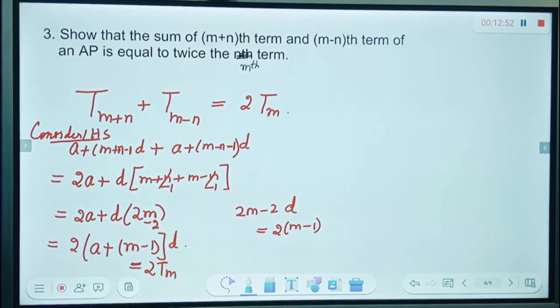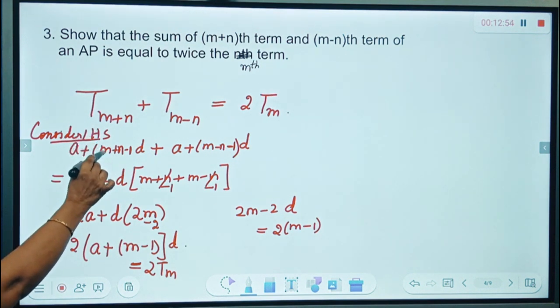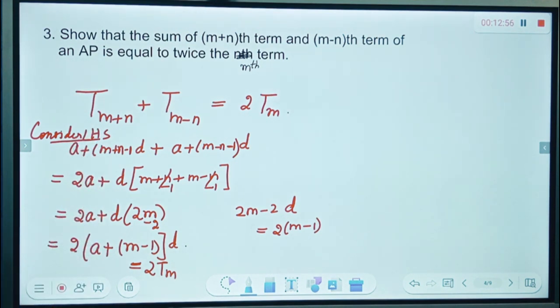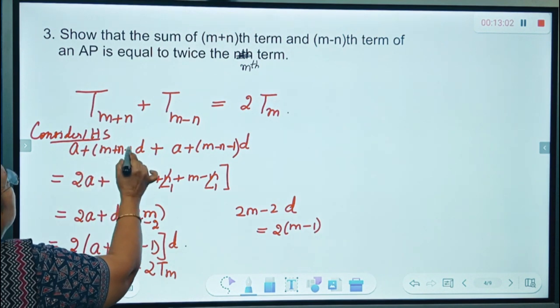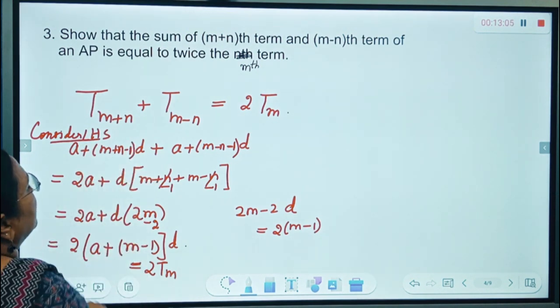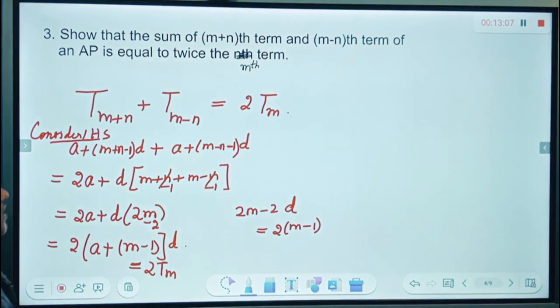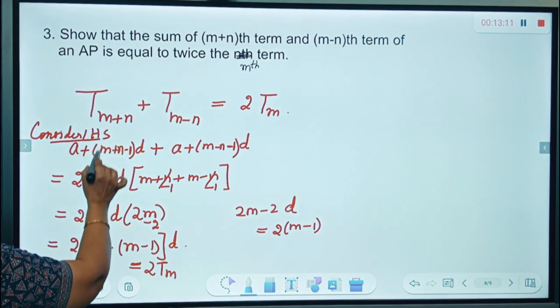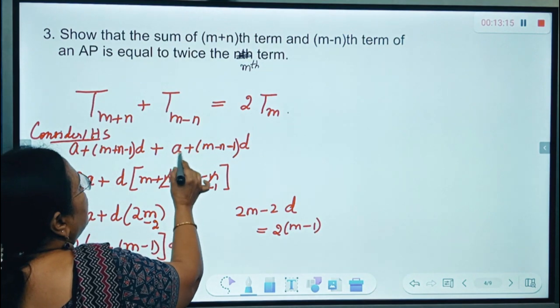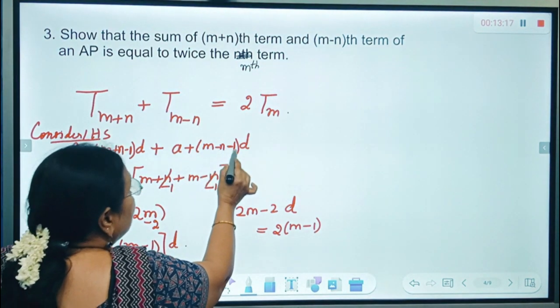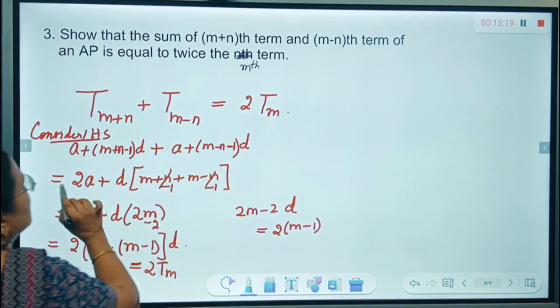See, you are given the T of m plus n plus T of m minus n. You have to prove that it is equal to twice the mth term. M plus nth term is a plus m plus n minus 1 into d, because nth term is a plus n minus 1 into d. So, m plus nth term will be a plus m plus n minus 1 into d. What will be T of m minus n? A plus m minus n minus 1 into d. I am just simplifying now.